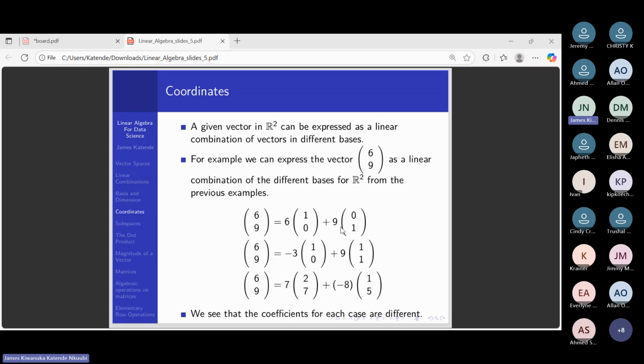These scalars are normally called the coordinates. So for instance, the coordinates of 6, 9 with respect to the standard basis is just 6, 9. But when you change the basis, the coordinates of 6, 9 with respect to the second basis will be negative 3, 9. And for the same 6, 9, the coefficients change again if you change the basis. Now the new coordinates will be 7 and negative 8. So these coefficients are called the coordinates.